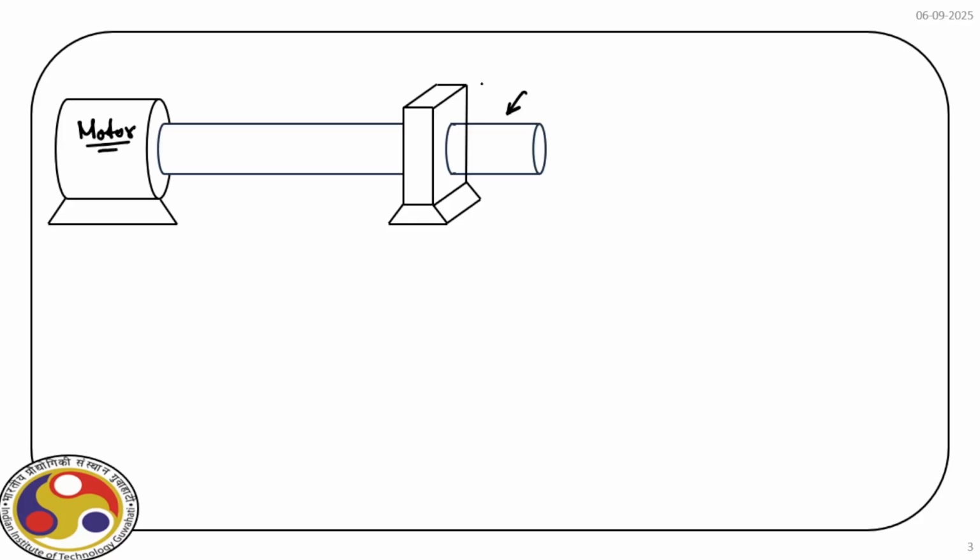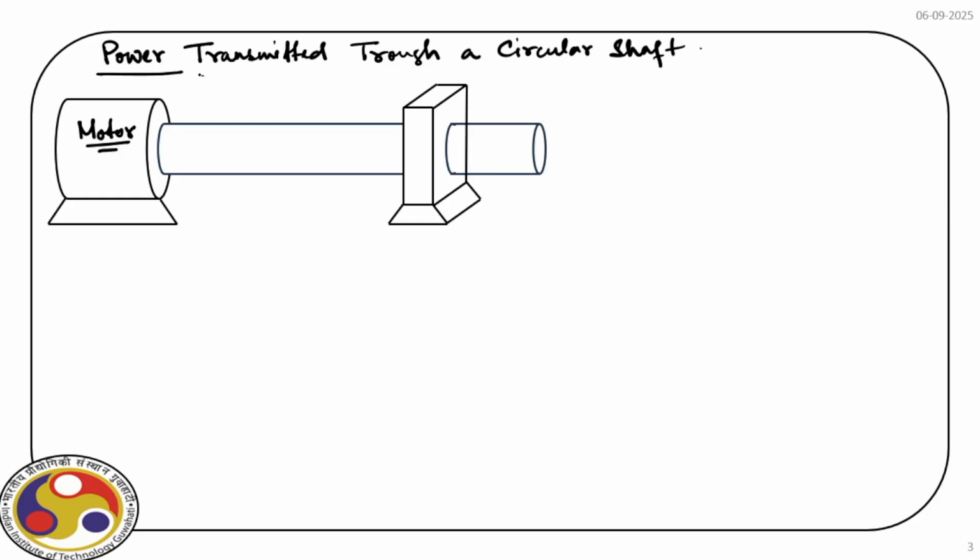Normally in mechanical systems, very often we get this type of arrangement, and using this shaft we can transmit power. So power transmitted through a circular shaft. That's our first topic today.